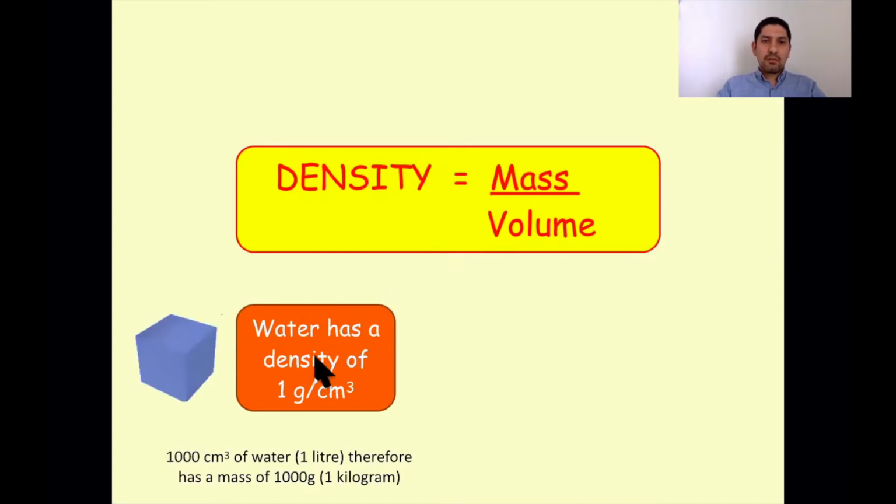Water has a density of 1 gram per centimeter cube. So 1 centimeter cube of water has a mass of 1 gram and is equal to 1 milliliter. So 1,000 centimeter cube of water is equal to 1 liter. Therefore, it has a mass of 1,000 gram or 1 kilogram. So 1 liter of water is equal to 1 kilogram. Yeah, 1 liter of pure water is equal to exactly 1 kilogram.